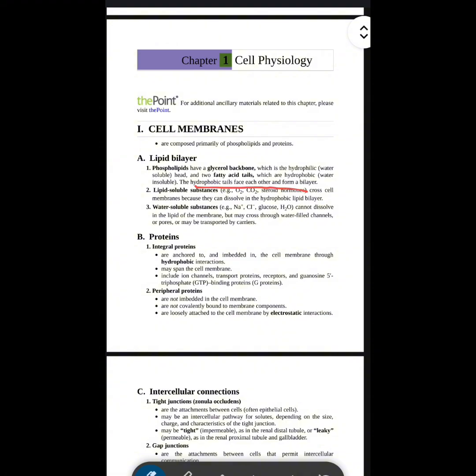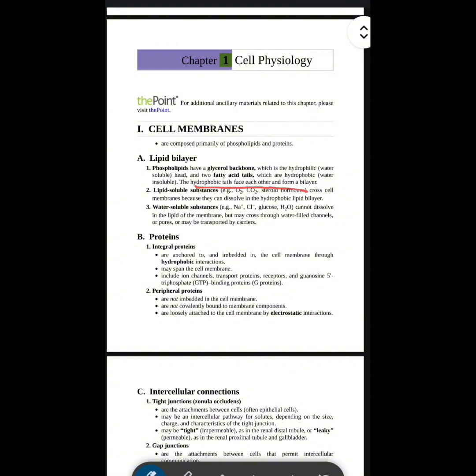Okay, then we have the lipid soluble substances like oxygen, carbon dioxide, and steroids, which cross the cell membrane because they can dissolve in the hydrophobic lipid bilayer. Then we have the water soluble substances: sodium chloride, glucose, and water. They cannot dissolve in the lipid of the membrane but may cross through water filled channels or pores, or may be transported by carriers, because they are insoluble in the lipid.